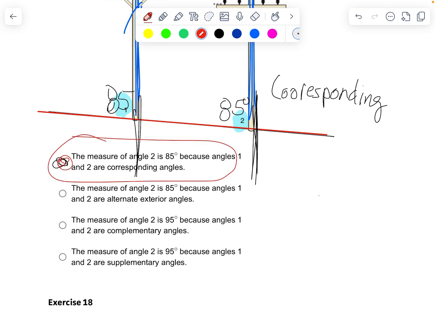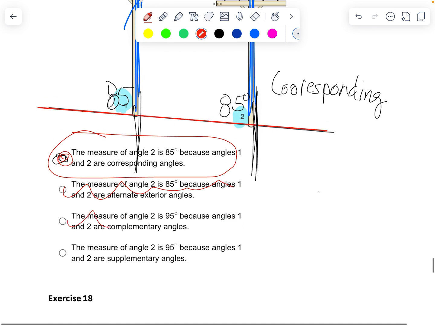And the second one, the measure of angle 2 is 85 because angle 1 and angle 2 are alternate exterior angles. No, they're not alternate exterior angles. They are corresponding. So that is out. Measure 2 is 95 because angle 1 and angle 2 are complementary angles. No, they are not complementary angles. They are corresponding angles, so that is out. Measure of angle 2 is 95 because they are supplementary angles. No, they're corresponding. So the answer is just the first one right there.